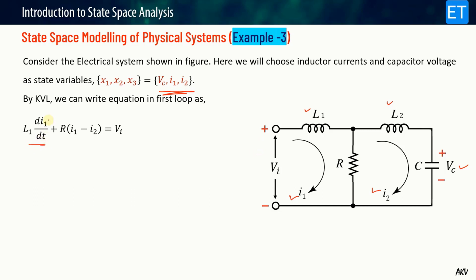So L1 di1 by dt is the voltage across inductor, then R (I1 minus I2), I mean voltage across R, and that is equivalent to the input voltage Vi. So that is KVL in the first loop. Okay, from this now I can write the KVL in the second loop.